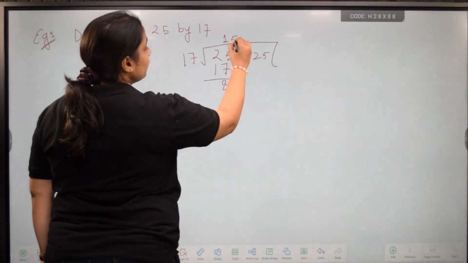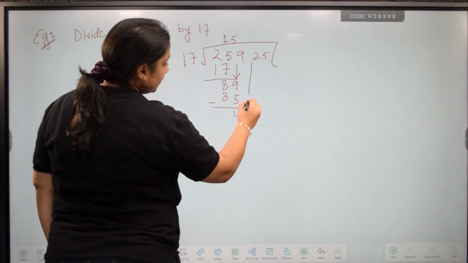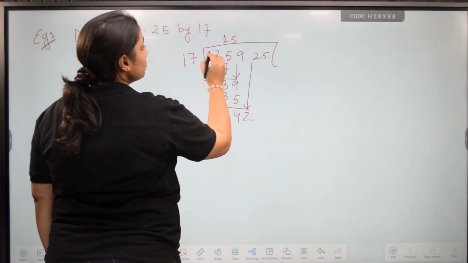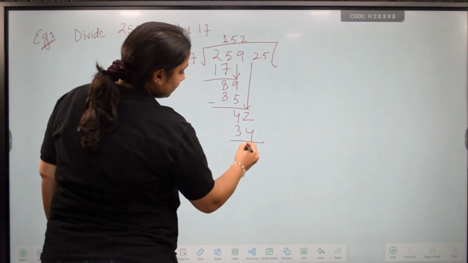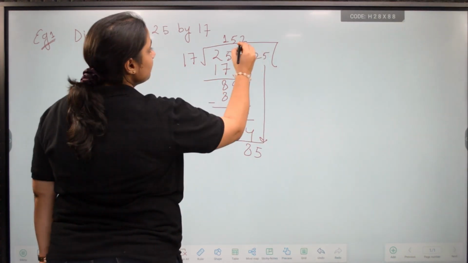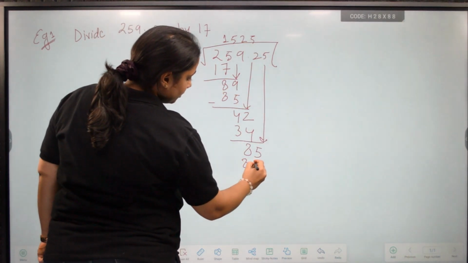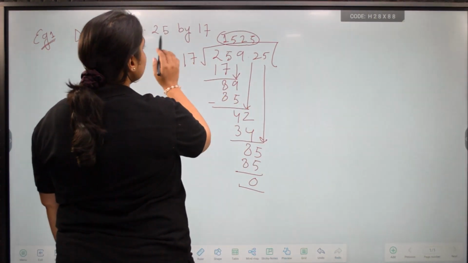Now 17 into 5 is 85. So it is 4. Bring 2 here. Now 17 into 2 is 34. We got 8. Bring this 5 here. Now 17 into 5 is 85. So we got 0 here. We got 1525 after dividing this number.